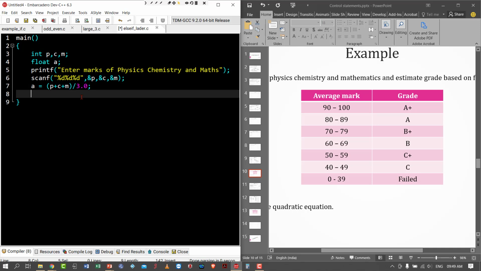So any doubt you can ask in this 3.0. Okay. So anyway, we are going to study the if-else statement. So just let us concentrate on that.